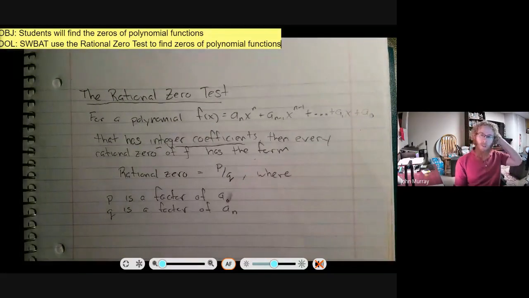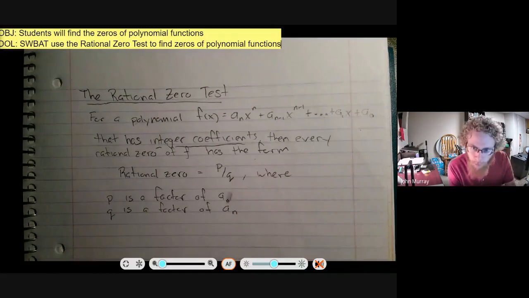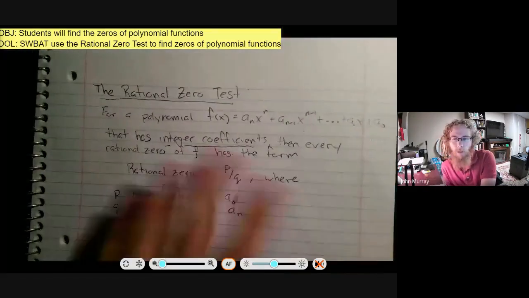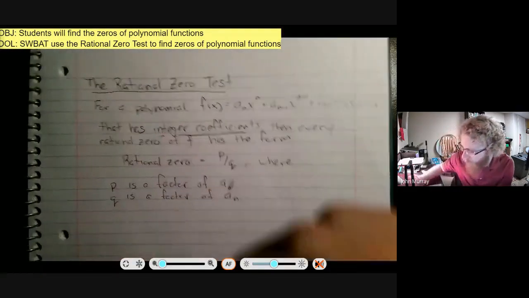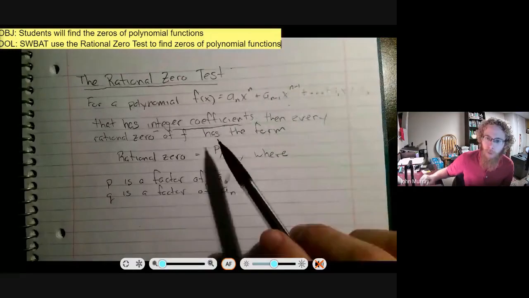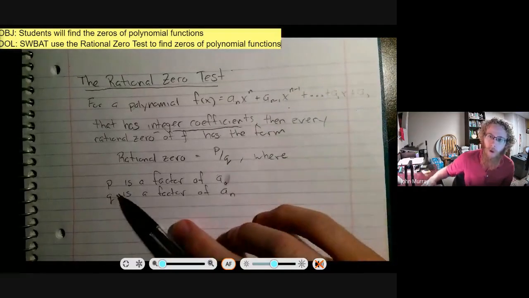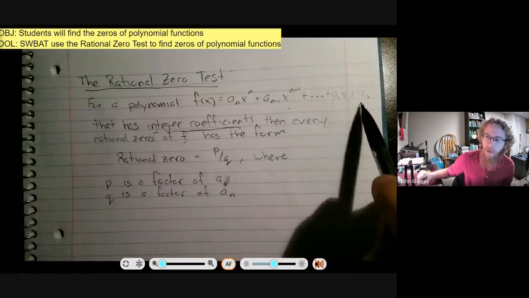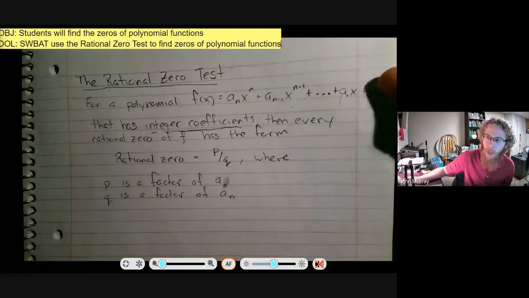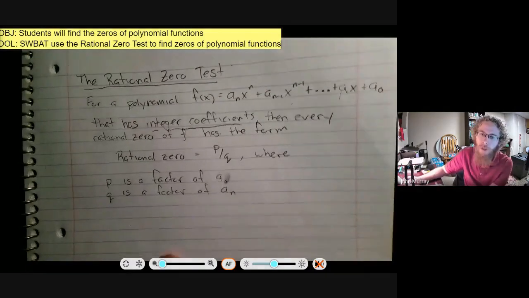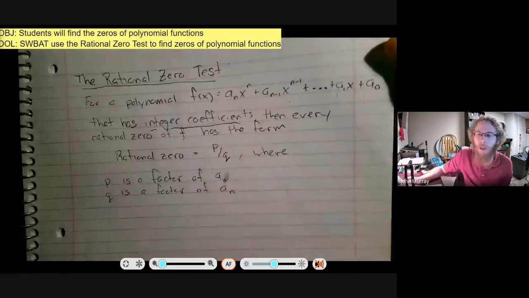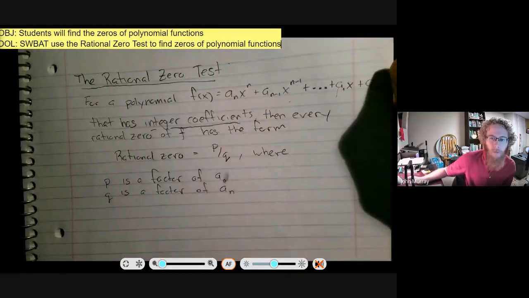So again, for some polynomial that has integer coefficients, then every rational zero of f has the form p over q, where p is a factor of your constant term, a naught, and q is a factor of your leading coefficient, a n.